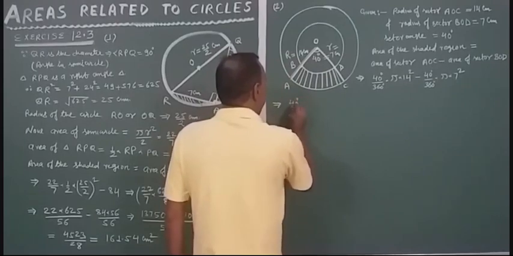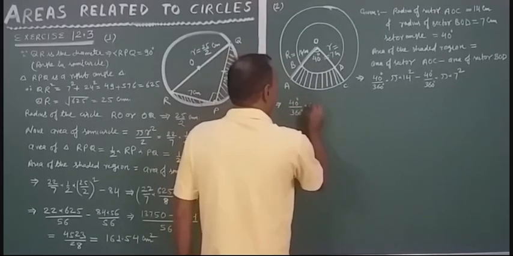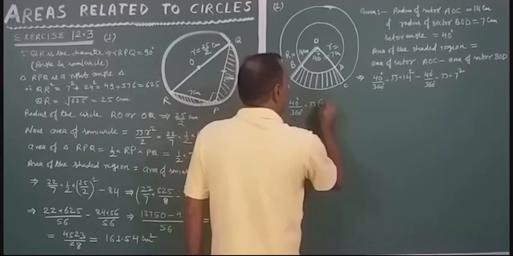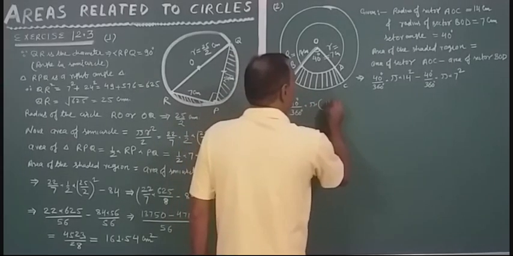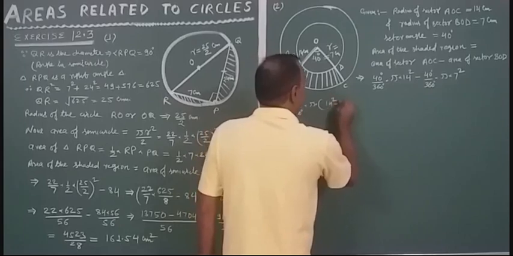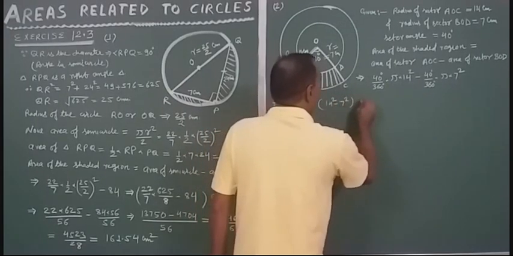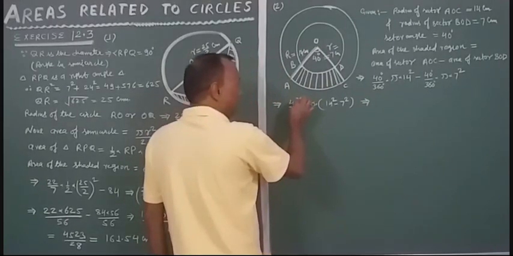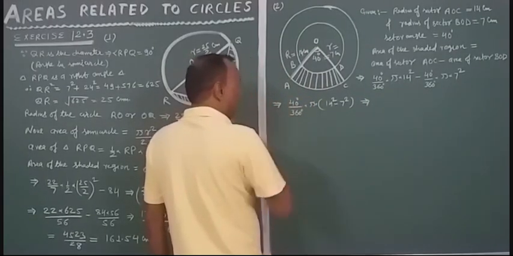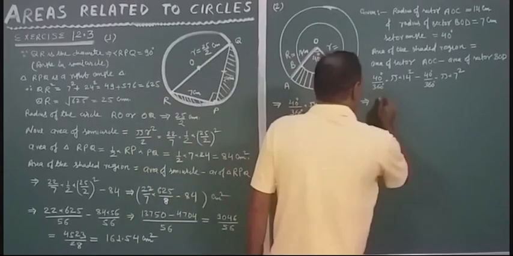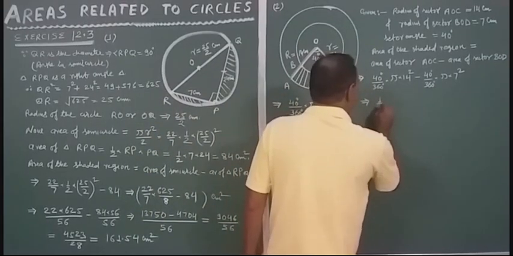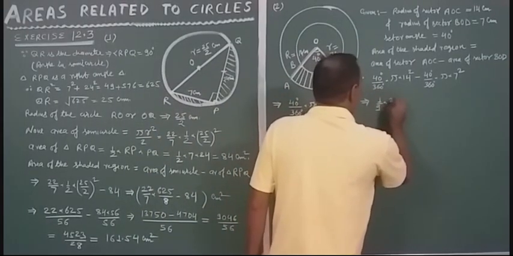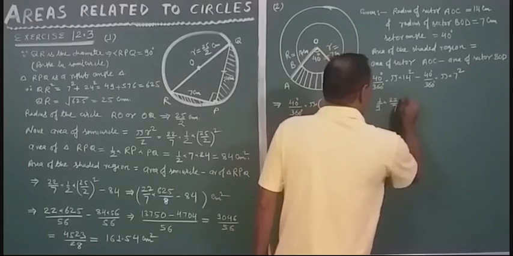40 degree upon 360 degree into pi is common, and here we will have 14 square minus 7 square. Now just put all the values. 14 square is 196 and 7 square is 49. So this will become 1 upon 9, pi is there, 22 upon 7.